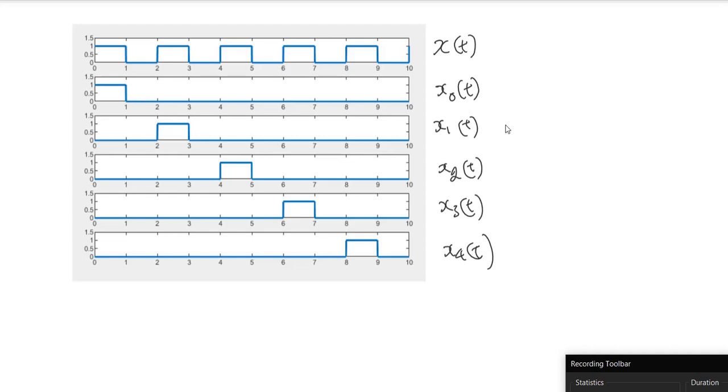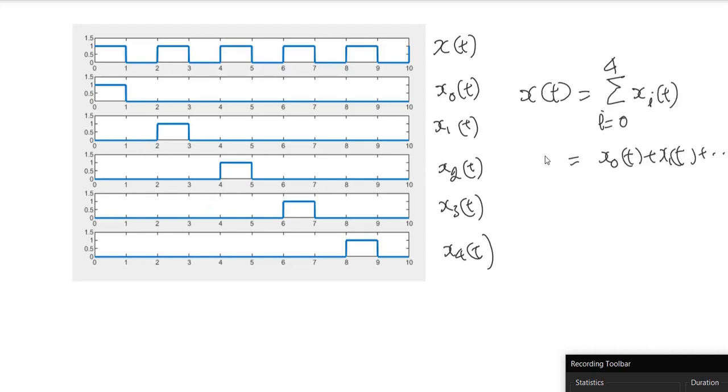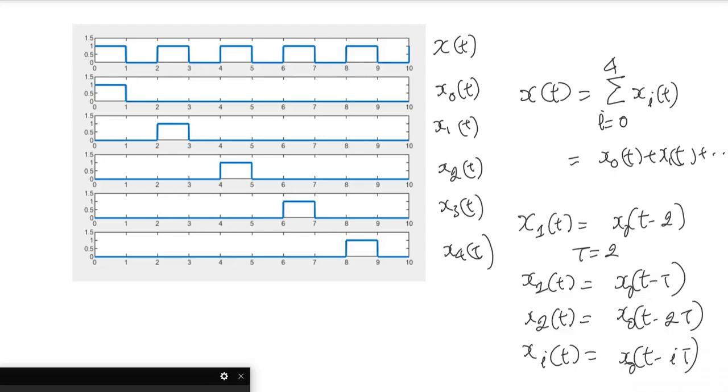Let's call this first signal x0 of t, and the signal shifted by 1 period x1 of t, shifted by 2 periods x2 of t, and so on. Then mathematically, I can write x of t as the sum over i equal to 0 to 4 of xi of t. This sum is nothing but x0 of t plus x1 of t, and so on until x4 of t.